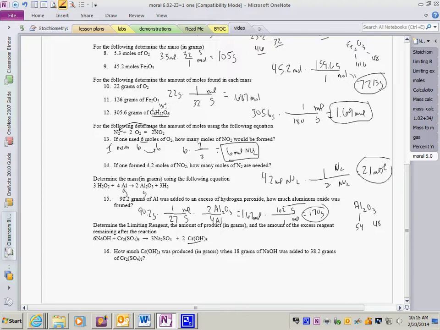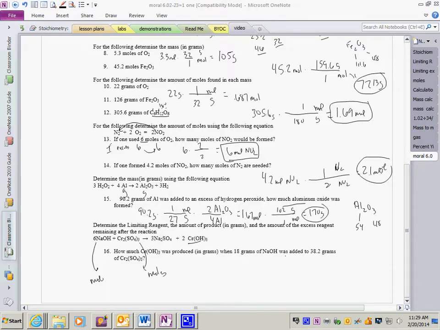Last problem here, it says how much of the chromium hydroxide was produced in grams when 18 grams of sodium hydroxide and 38.2 grams of the chromate are used. So break my problem out, convert both of those grams into moles, and there we'll run our ice table through. Alright, so we're going to convert these two from grams to moles.